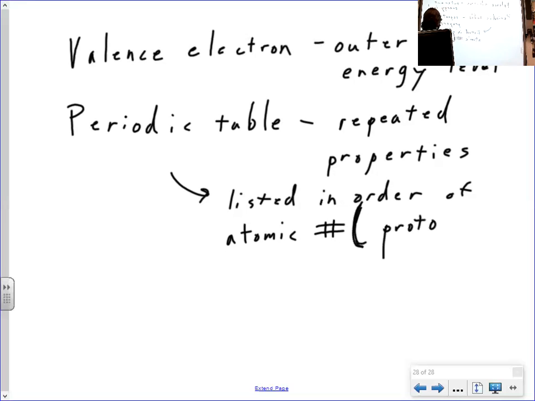So that's how it's arranged. Remember, that's different than what Mendeleev first did. You did that in the video. Mendeleev did it by relative mass. Relative mass works pretty much, but sometimes it can get off.